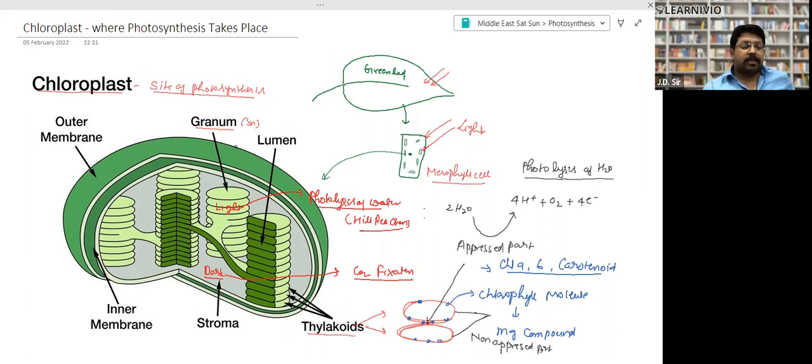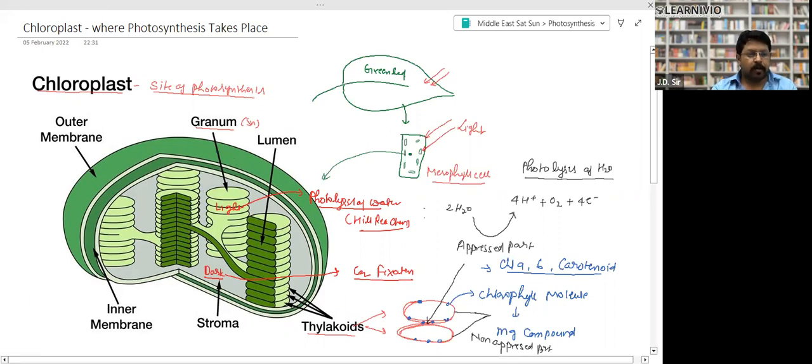The chloroplast is made up of two membranes. Some scientists say that it is made up of three membranes: this outer membrane, this inner membrane, and this third structure. These grana are considered as a third membrane, right? But most scientists have unanimity and consensus that it is made up of two layers only, right?